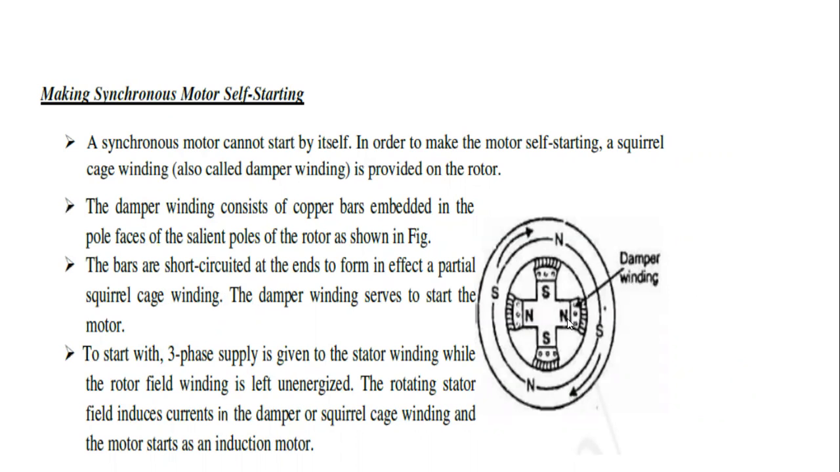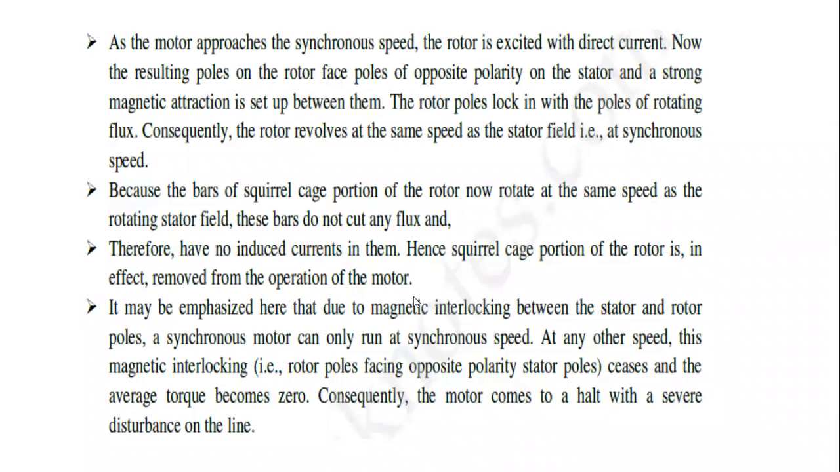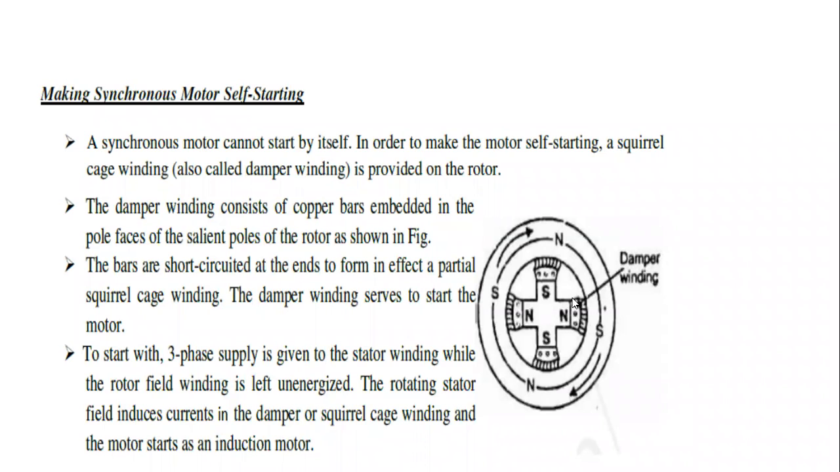These damper windings are placed in the rotor, and they act as a squirrel cage winding. The damper winding holds the motor and gives the excitation to that motor. Then the synchronous motor attains synchronism. This is the procedure for starting the synchronous motor by using the damper windings. This is the position fixed in the rotor poles for the damper windings.